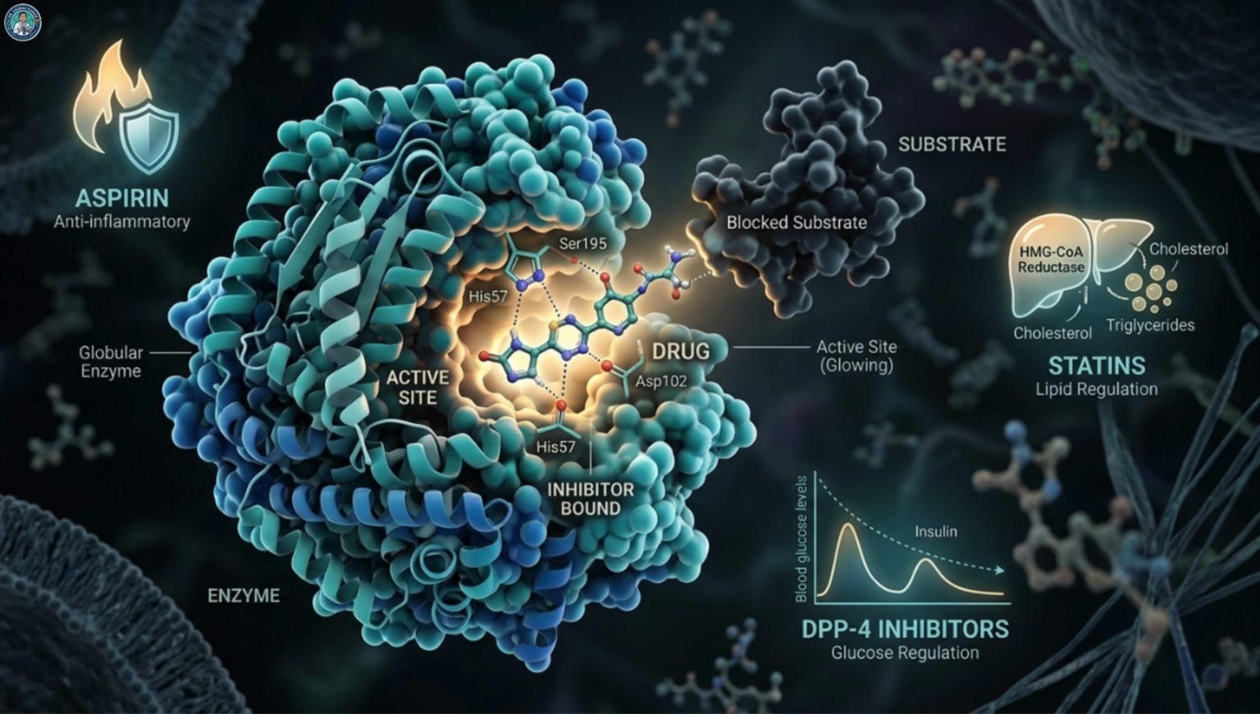For example, aspirin inhibits cyclooxygenase enzymes and reduces inflammation. Statins inhibit HMG-CoA reductase and decrease cholesterol synthesis. DPP-4 inhibitors used in type 2 diabetes improve glucose regulation by prolonging the activity of incretin hormones. Because enzymes possess well defined active sites, they are often considered highly druggable targets.